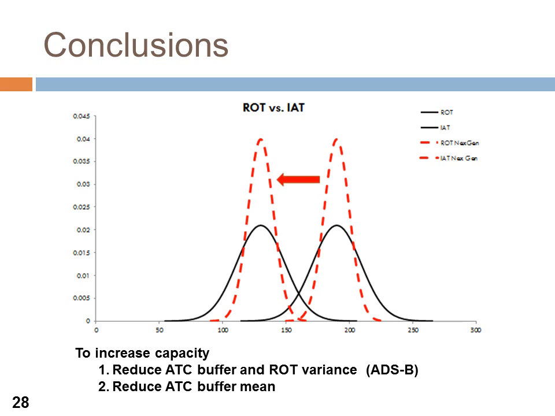Basically, in order to increase capacity, first we must reduce the ATC buffer and ROT variance by implementing NextGen's ADS-B. Then we must reduce the ATC buffer mean, which can be done with a change in FAA procedures.